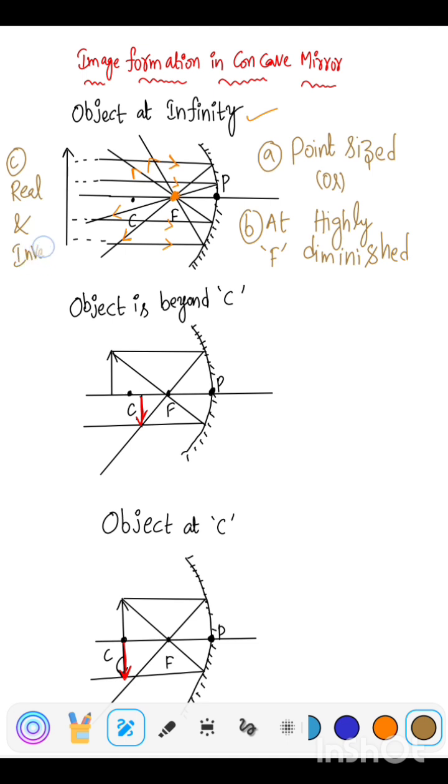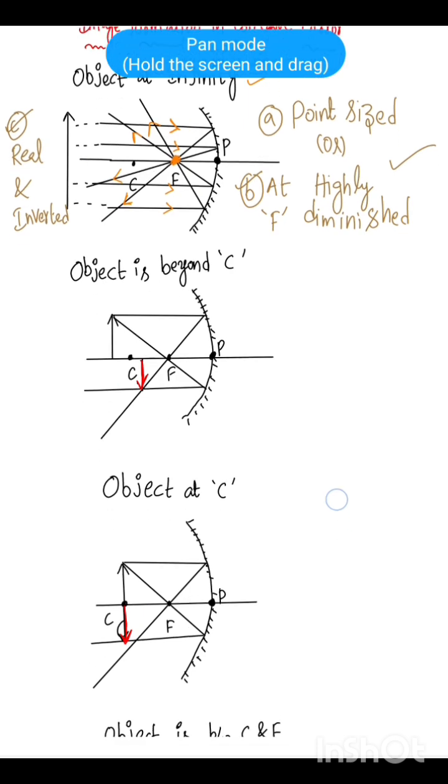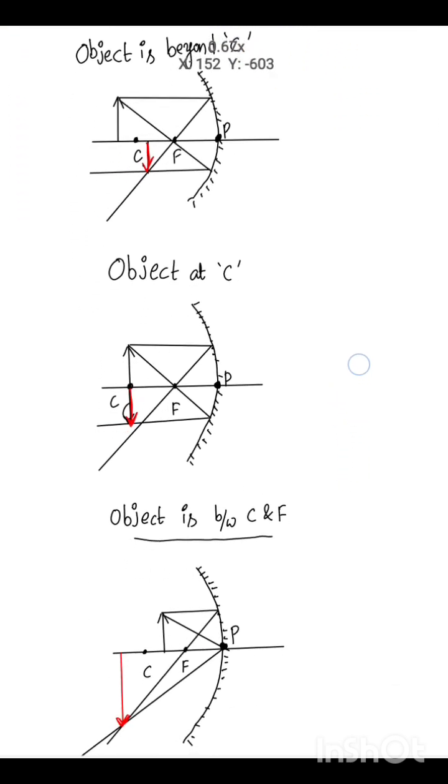So for the first situation, the characteristics of the image are: the image is point sized or highly diminished one, and the image is formed at focus. It is a real and inverted image. Similarly, coming to second location, which is object beyond C. So this is the object beyond C.